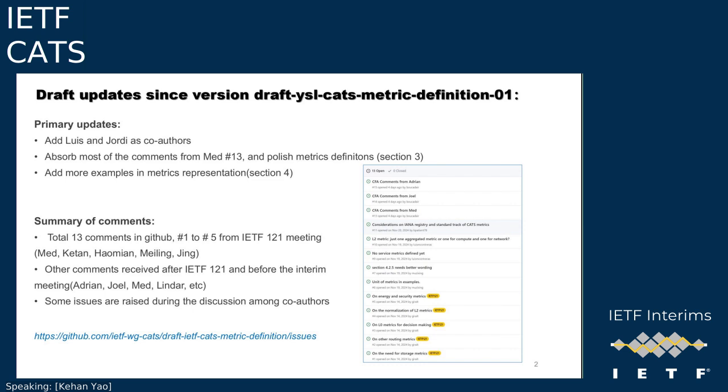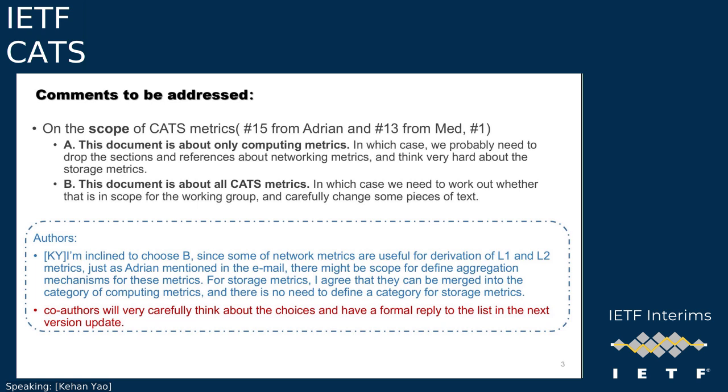And then we have summarized most of the comments received from the list, and also in the last IETF meeting. And we have had at least one discussion after IETF 121, in an interim meeting among the co-authors. And then all of these comments have been uploaded to GitHub, and recently we have received comments from Adrian and also Matt and also Joe. And I think the most important comment that needs to be presented today is the scope of CAS metrics. And I think the previous discussion on energy also falls into the discussion on the scope of the CAS metrics.